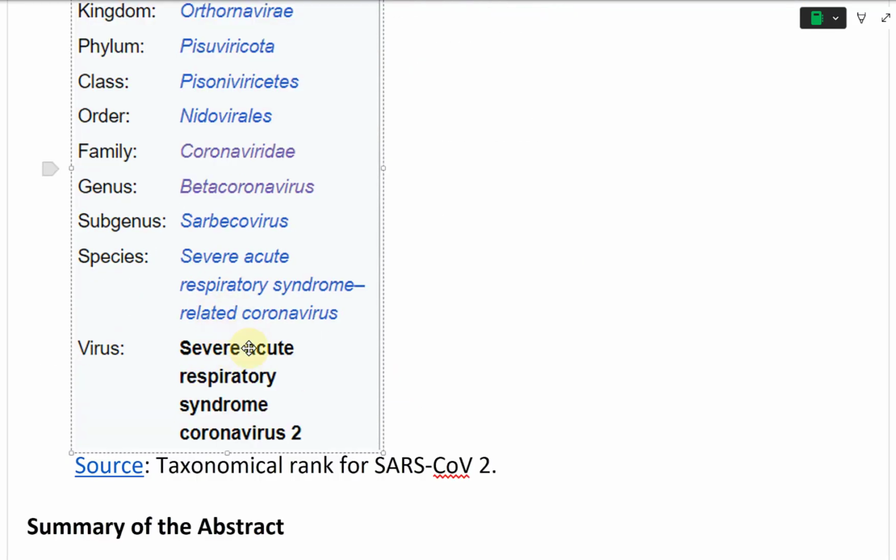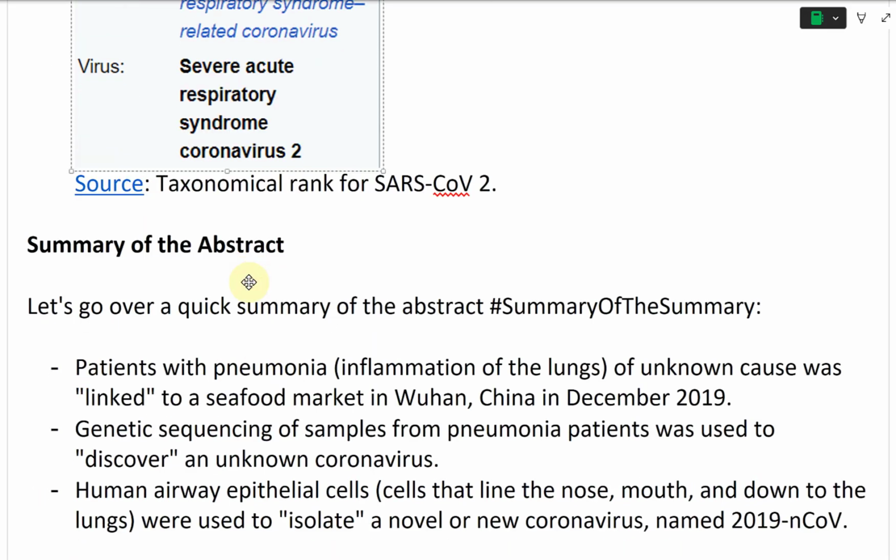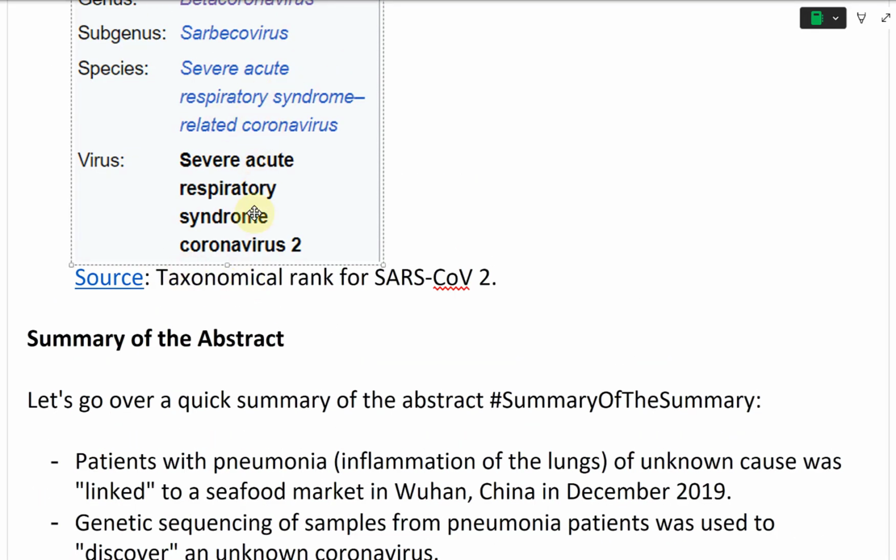Then you have the species, severe acute respiratory syndrome-related coronavirus. And then the actual virus, severe acute respiratory syndrome coronavirus 2. So a whole bunch of these species there, all related.